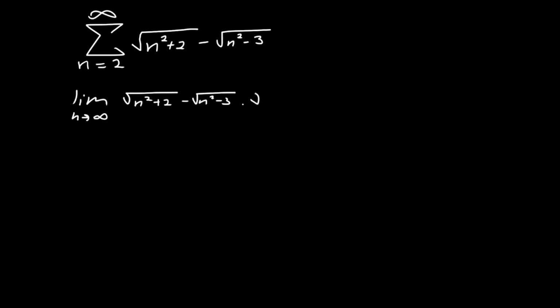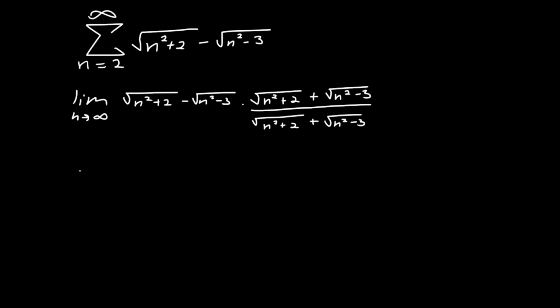So we're going to be multiplying by the square root of n squared plus 2 plus, not a minus, a plus. If this was a plus, then it'd be a minus, but because the original expression is a minus, we'll multiply the opposite sign, which is a positive, plus the square root of n squared minus 3, and we also need to multiply the denominator by this. So another square root of n squared plus 2 plus the square root of n squared minus 3.